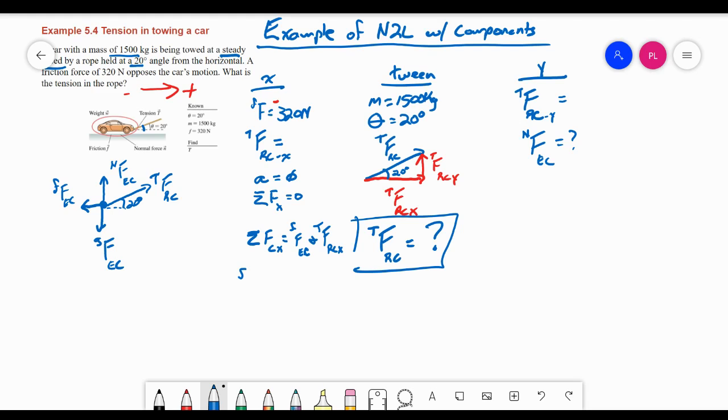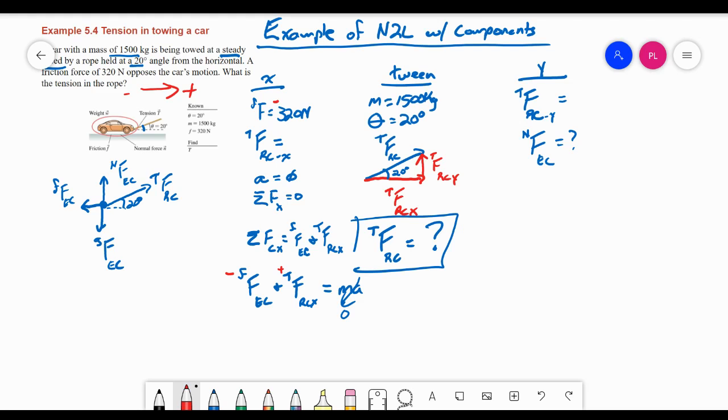So I can say this plus this equals ma. And once we just noticed up here, it says steady speed, that means that the acceleration is 0. That means this is 0. So this force plus this force equals 0. And we know this is to the left and this is to the right.